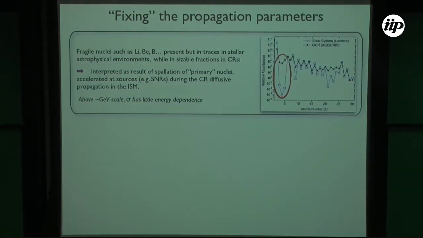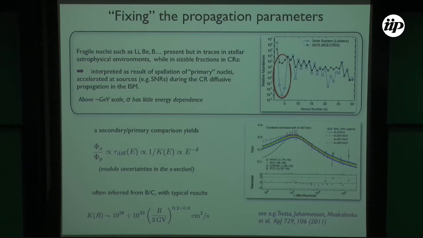The propagation parameters can be fixed, so this diffusion time scale in this simplified picture can be fixed by looking at secondaries over primaries. The most widespread measurement involves boron, the boron over carbon ratio. And since the cross-section for spallation has very little energy dependence above the GV scale, the spectrum in energy per nucleon is not altered in this ratio. What you see is very close, not exactly, but close, to the energy dependence of this diffusion time scale. You can fit the boron over carbon data, and you get information on this diffusion time scale, or if you wish, the equivalent diffusion coefficient K.